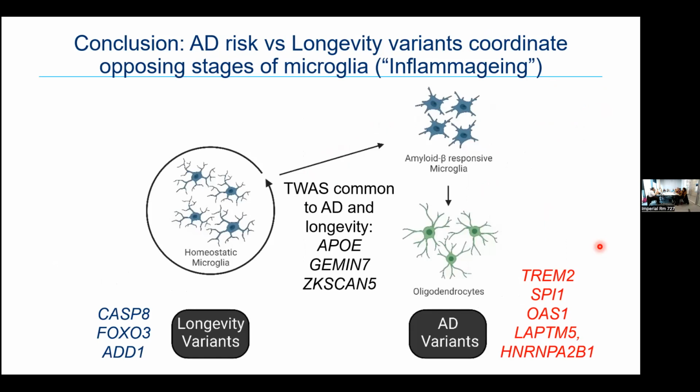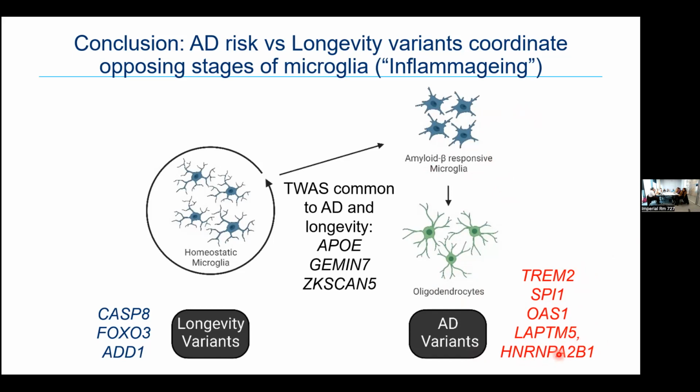And so I'm going to try and bring together, I've told you a lot, try and bring it all together. We've shown that risk genes associated with Alzheimer's, and we've identified around 100 putative risk genes associated with Alzheimer's, are expressed mainly in activated microglia, so microglia responding to amyloid, and to a smaller but significant degree in oligodendrocytes. And the types of genes involved are the genes that we know about, such as TREM2, SPI1, OAS1, and then more putative genes that are yet to be studied, LAPTM5 and this RNA processing gene expressed by oligodendrocytes.